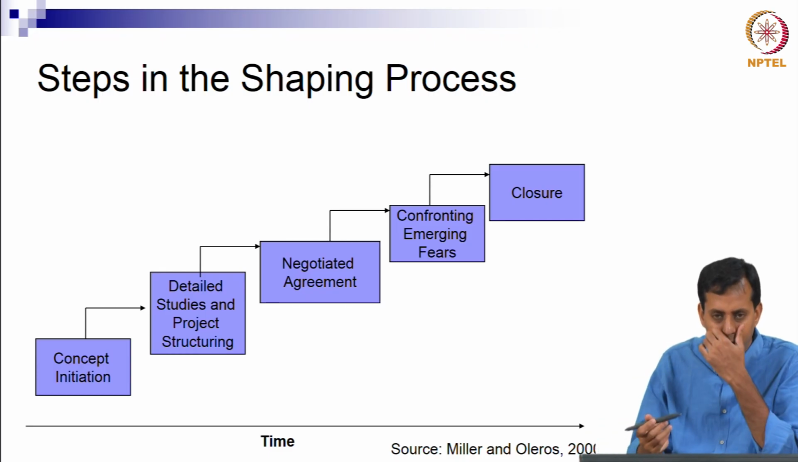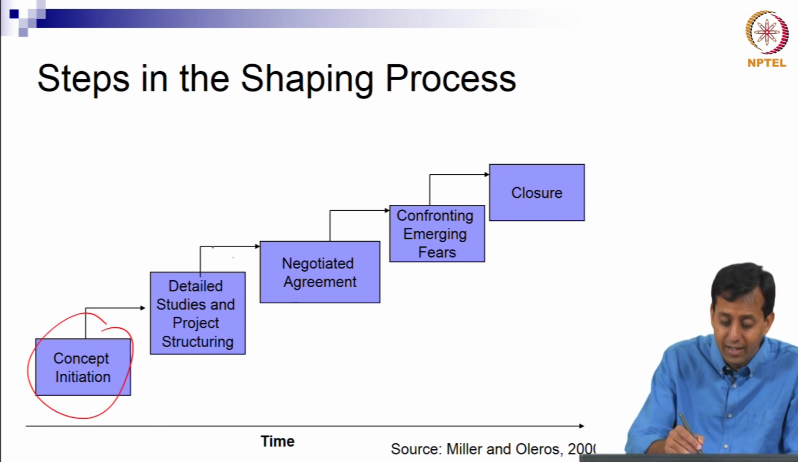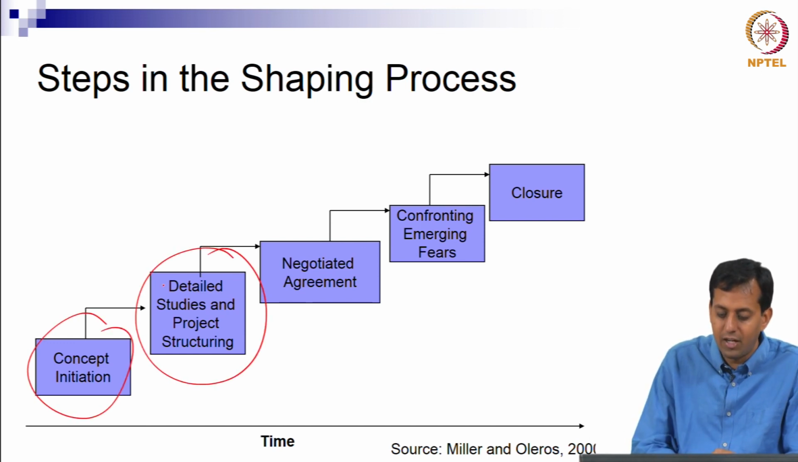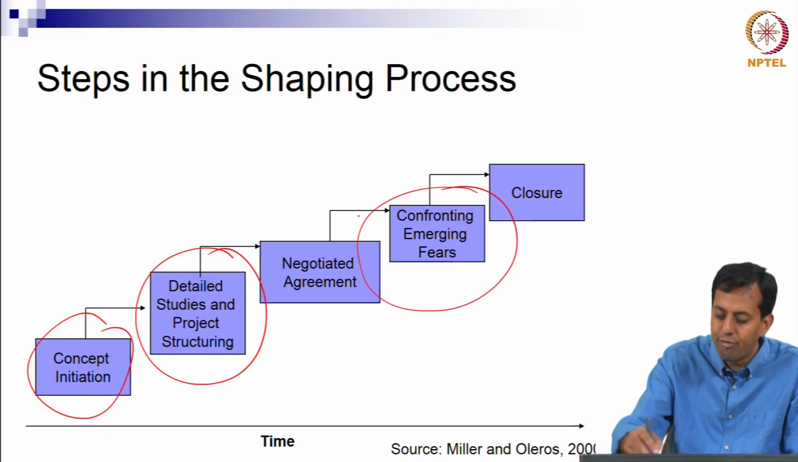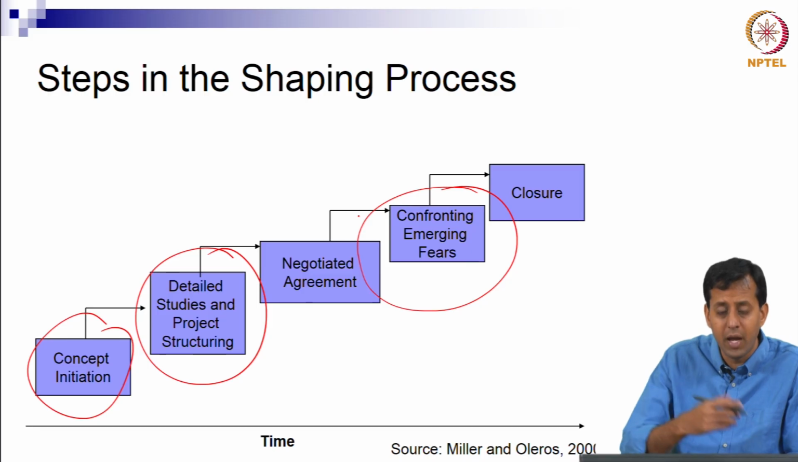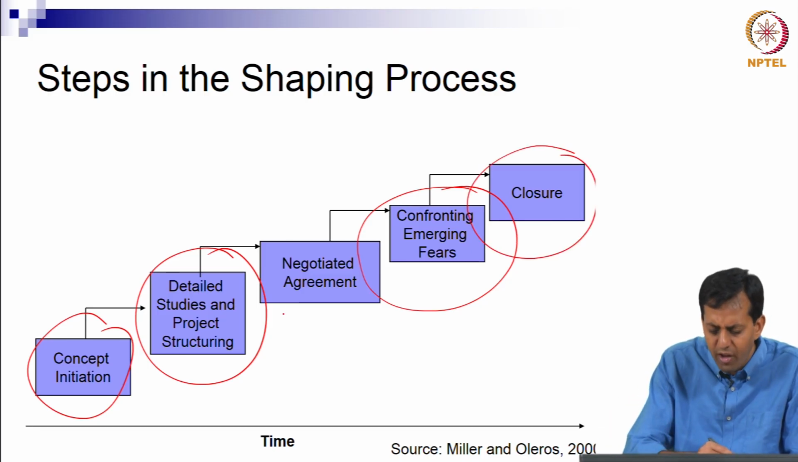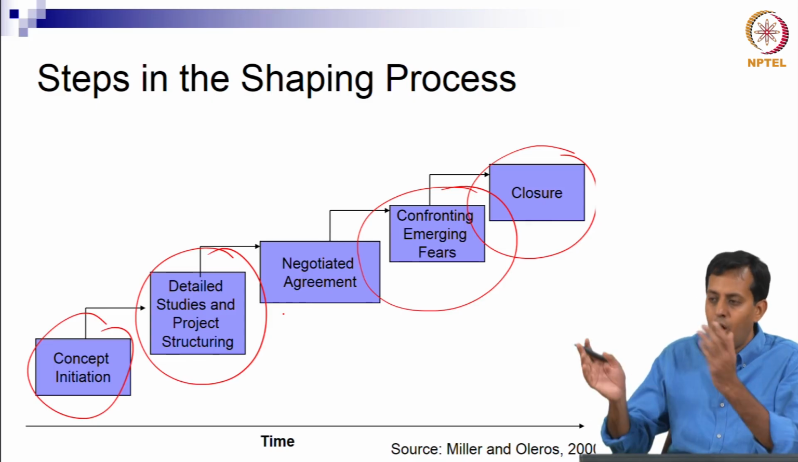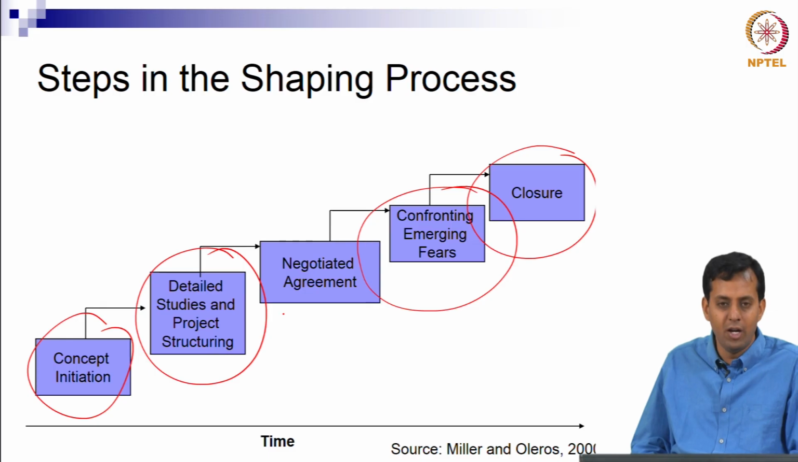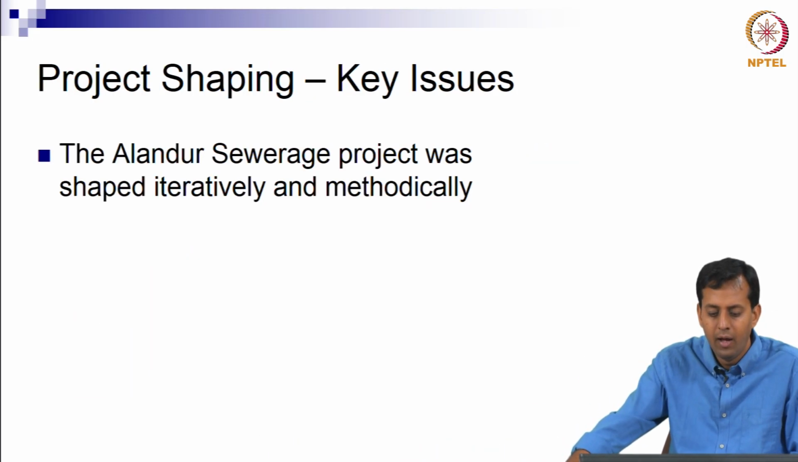So if you look at, we talked about this earlier, how do projects get shaped? A concept was initiated, detailed studies were done both financially and technically to come to some kind of an agreement. A lot of fears emerged from the community, why do we need to pay, and all of these were addressed before we got to project closure. So it is a very long and detailed process. They did not wake up one day and say we need a sewage treatment plant, here is a design, let us get somebody to build it for us. A long protracted process.